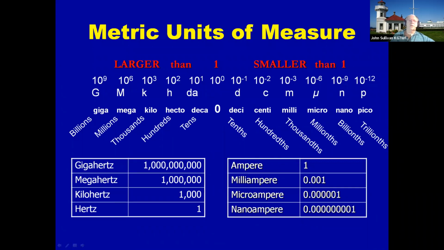You can see down there in the lower left, we've got 1 hertz. 1,000 of them would be a kilohertz. 1,000,000 hertz would be a megahertz, and 1,000,000,000 hertz would be a gigahertz.